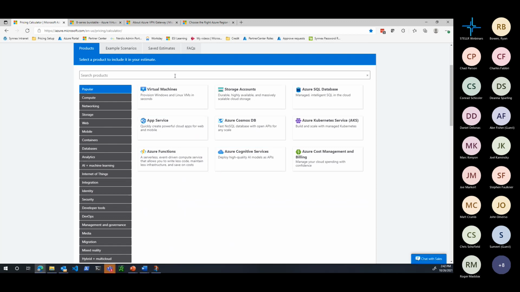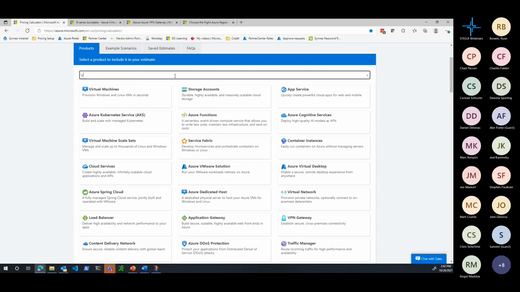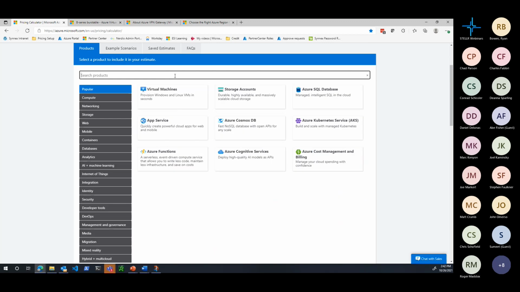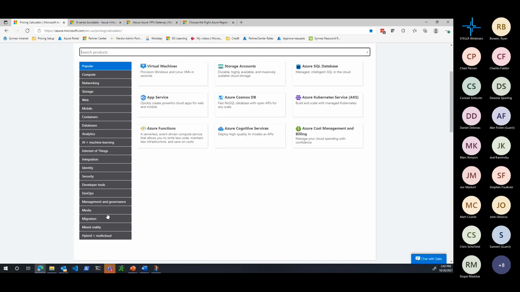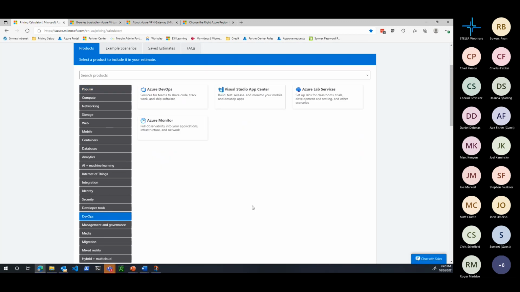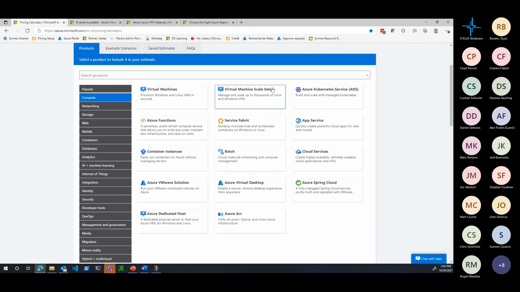Other services that we like to include are VPN. One of the things in the pricing calculator that we didn't talk about right off the bat is, what if it's not here? What if I can't find it in this big list of items? Like DevOps, okay, what's here? Azure DevOps, monitors, containers, storage, compute. I need a VPN. So where would I find the VPN?